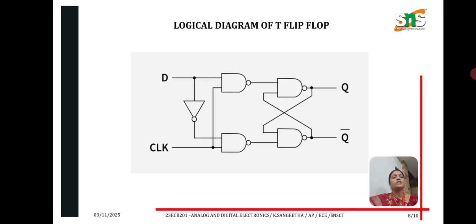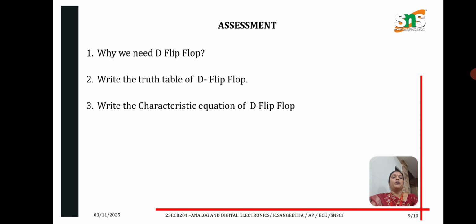And this is the logic diagram of the D flip-flop. It is derived from the SR flip-flop. That is, in the SR flip-flop, both inputs are given the same input, that is S is equal to R is equal to the input. Here it is inverted. The design of the D flip-flop consists of 4 NAND gates, and the outputs are Q and Q bar.